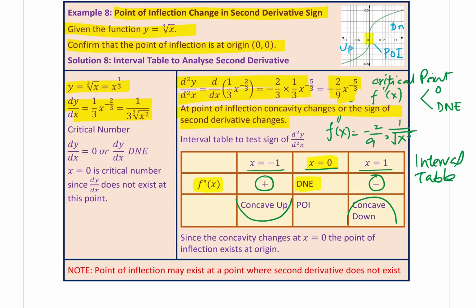Now here, there's a very important thing to remember, and that is to say, when the question is point of inflection, then we have to analyze the second derivative. So a point of inflection may exist at a point where the second derivative does not exist. So in this case, the second derivative does not exist at x equals 0. It's a critical number and we need to analyze on both the sides. The concavity changes. Therefore, it is a point of inflection. Is that clear to you? Perfect. So that is important to understand, right?